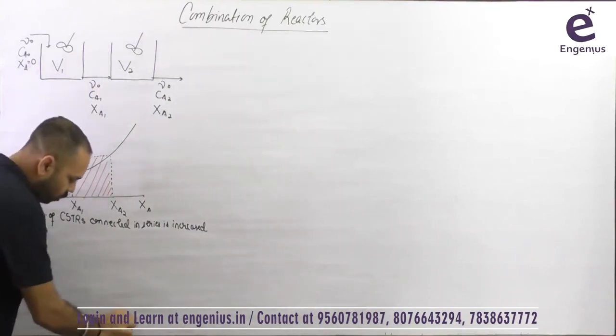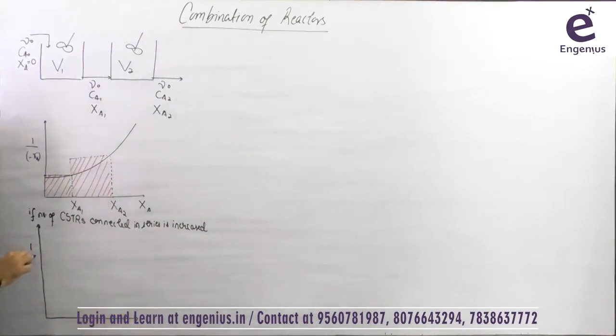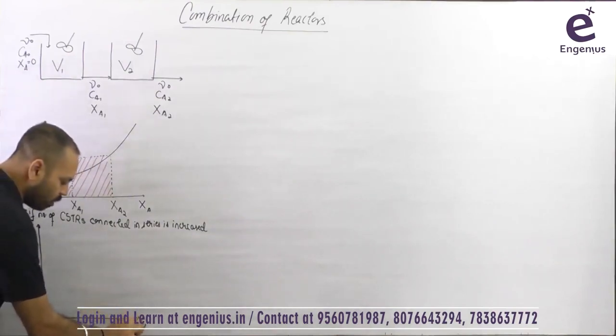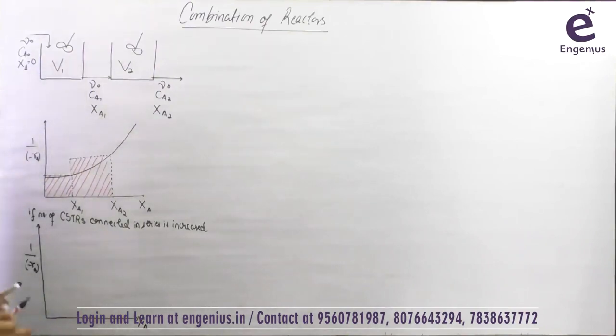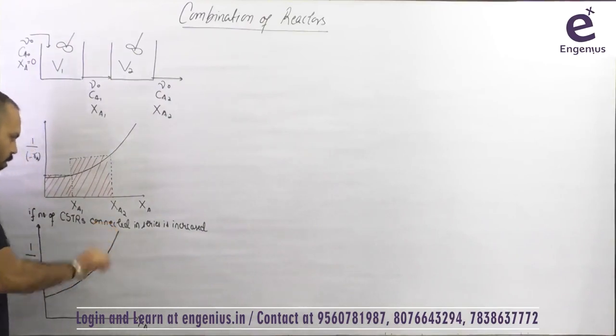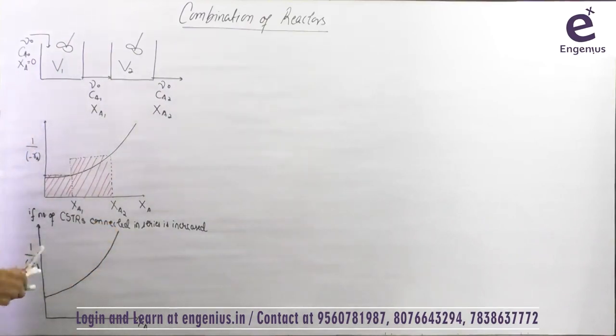Again, the graph is between 1 by rate versus XA. And suppose I am continuously increasing the number of CSTRs. Suppose I have not 3, but 10 or 15 CSTRs connected in series, and the graph is like this. Let me make the graph a little bit curved. That is the graph. Now suppose I have a number of CSTRs connected in series, then how am I going to represent that?